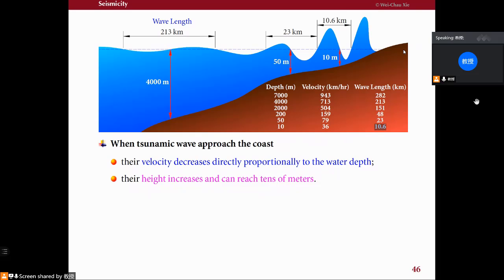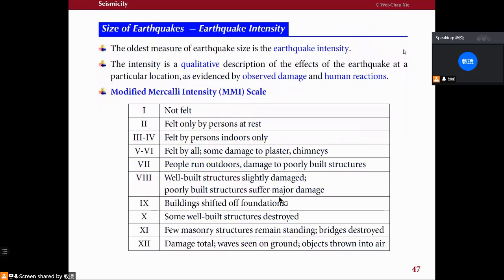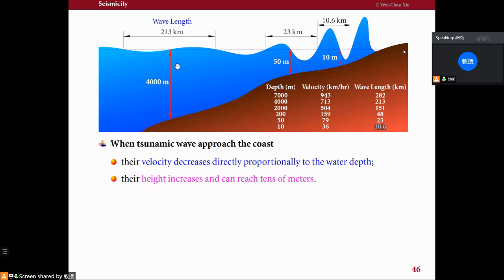And you can imagine this. You have a lot of cars traveling on a highway with very high velocity, very high speed. Then suddenly the cars slow down, so you have all the cars pile up. So you have a big accident. And this diagram shows it clearly.